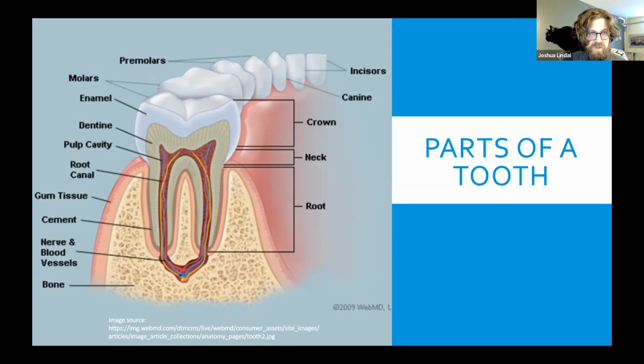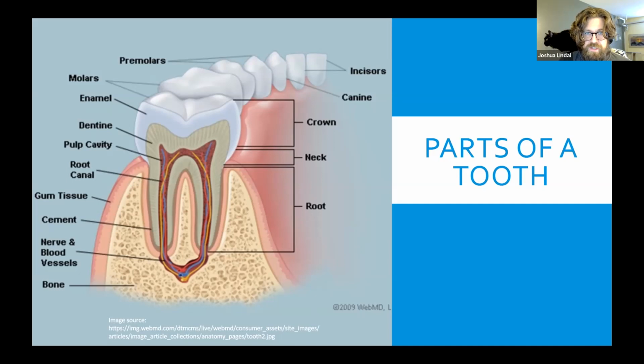I went to school a very long time ago. Well, I mean, I'm still in school, but I went to elementary school a long time ago. I learned the parts of a tooth in, I think, grade three. So hopefully you have all also learned the parts of a tooth at some point in your elementary school. So this should be mostly a review.